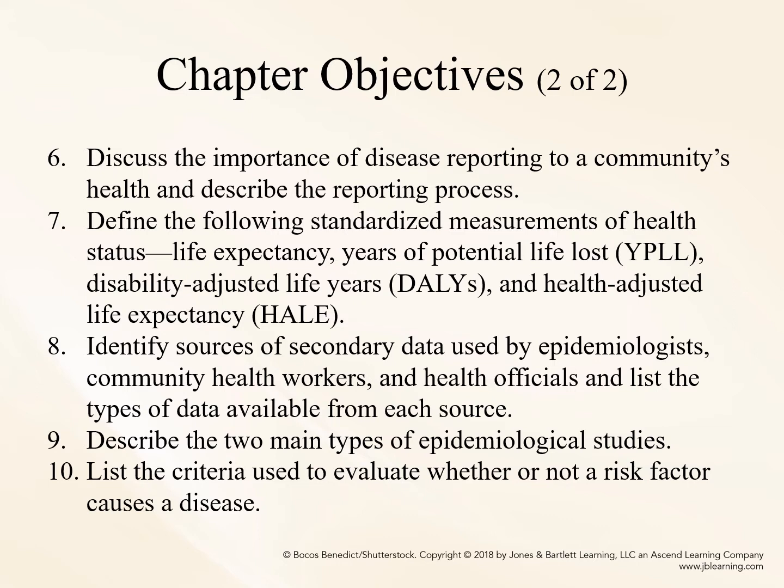We'll be able to discuss the importance of disease reporting to a community's health and describe the reporting process. We'll also be able to define the following standardized measurements of health, such as life expectancy, years of potential life lost, disability-adjusted life years, and health-adjusted life expectancy. We'll be able to identify some sources of secondary data, describe the two main types of epidemiological studies, and finally list the criteria used to evaluate whether or not a risk factor causes a disease.